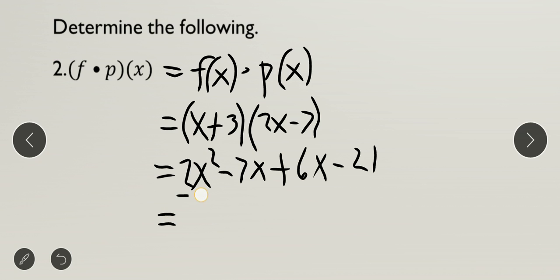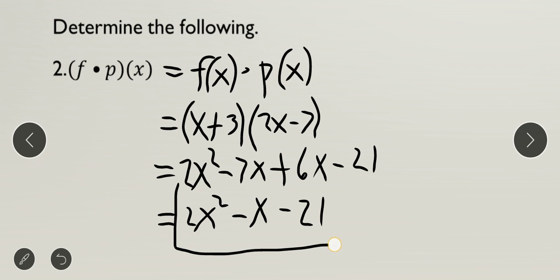Simplify, we have to copy 2x squared because it doesn't have a similar term on the rest. So 2x squared. But negative 7x and 6x can actually be combined. So we are going to subtract because both have different signs, and copy the sign of the bigger number. That would be negative x minus 21. This is now the product.